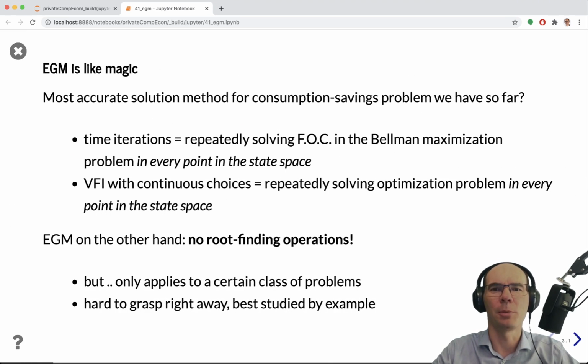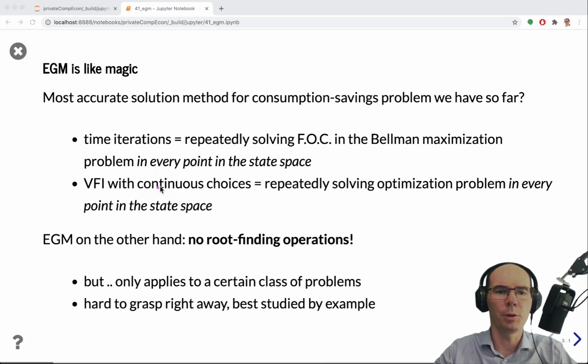So EGM is like magic, okay? It's the best. It combines both speed and accuracy when it comes to solving a consumption savings problem or problems which are similar to them in some respects. So what are the best methods that we've seen so far? Time iterations. That was better than VFI, at least in the k-casing version of the consumption savings problem in the last video.